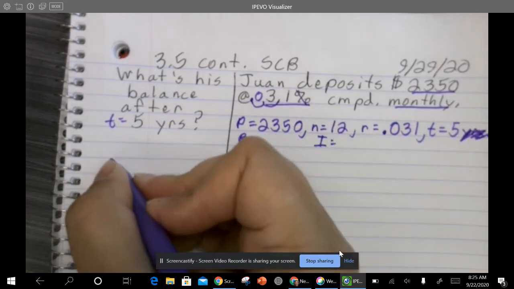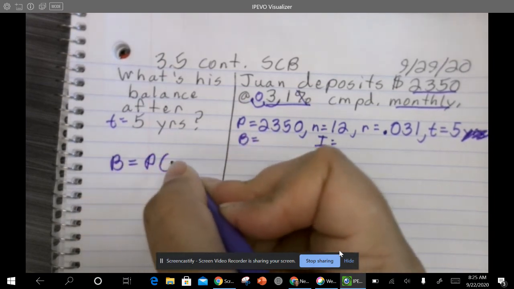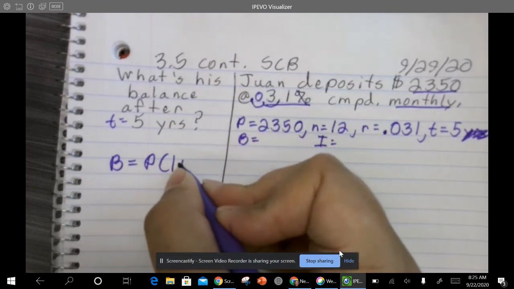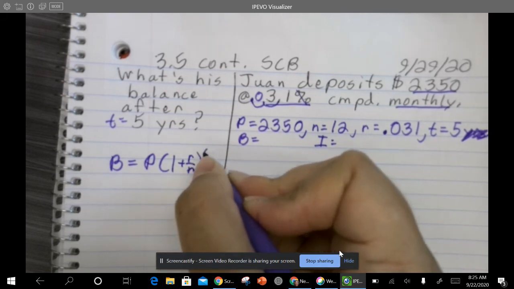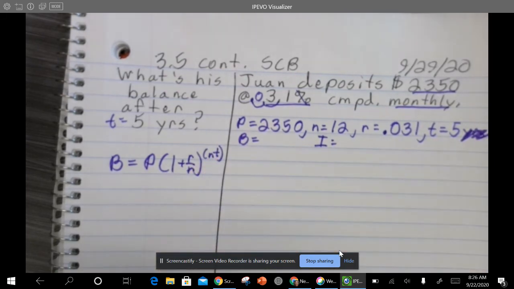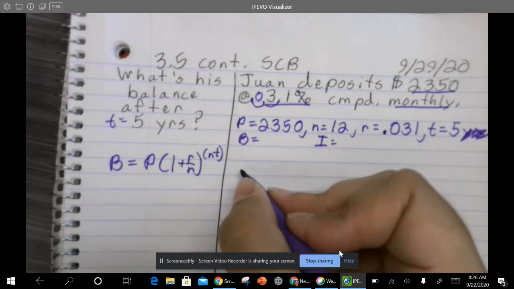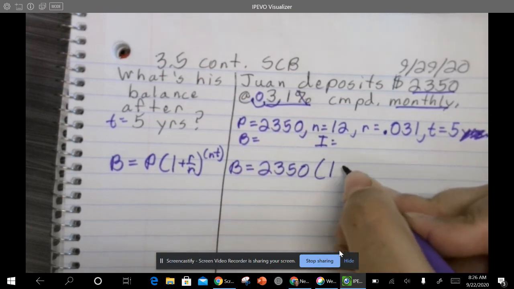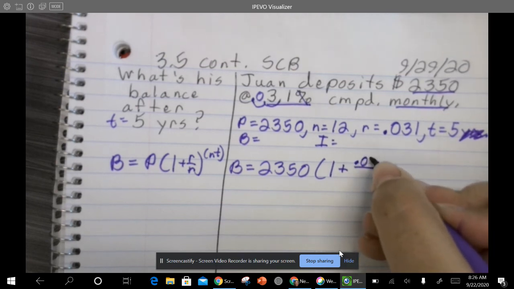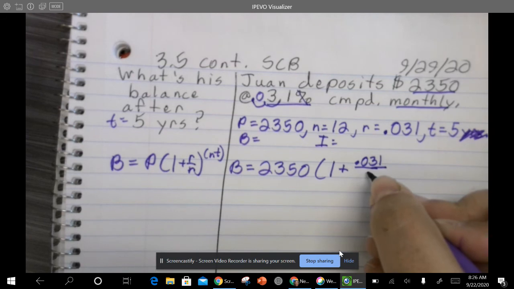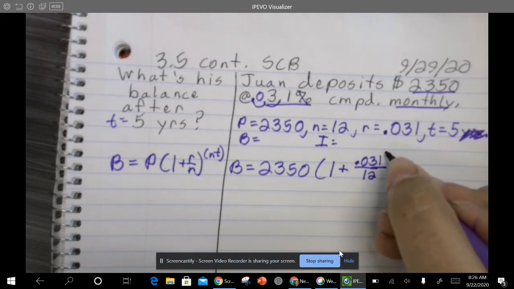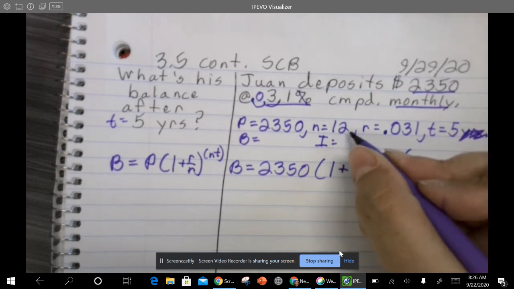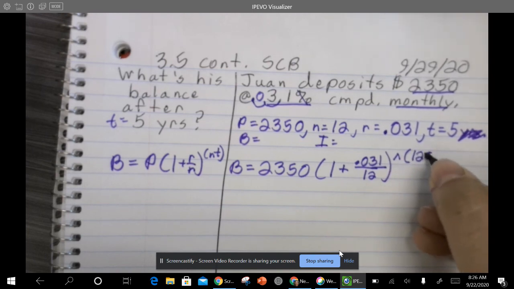Okay, so again, everybody, we're using our formula. Balance is equal to principal, so this is for a single deposit, compound balance. So 1 plus R divided by N, raised to the N times T. Okay, so we're going to use that formula. So balance is equal to 2,350 times 1 plus the rate, 0.031, divided by 12, and it's going to be raised to the N times T, so 12 times 5.